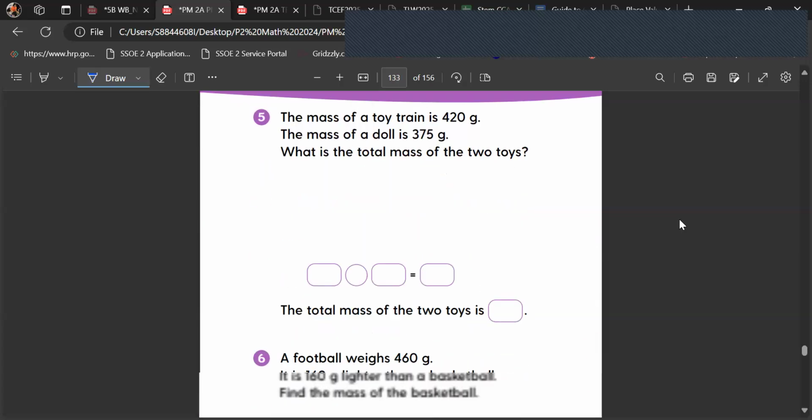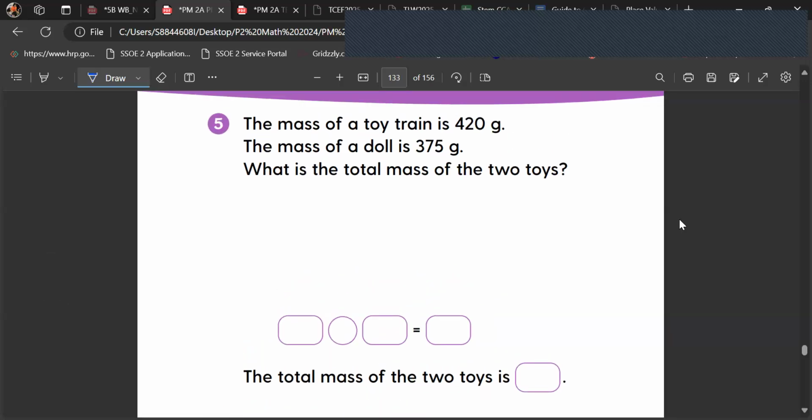Okay, so here there's the toy tray. We're going to practice our RACE step, R-A-C-E. Okay, are you ready? The mass of the toy train is 420 grams. The mass of a doll is 375 grams. What is the total mass of the two toys?